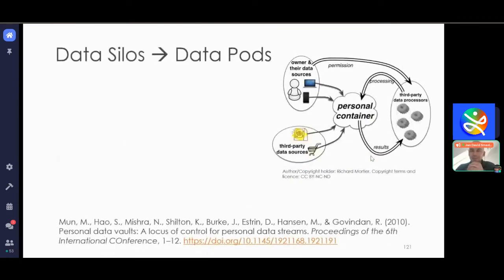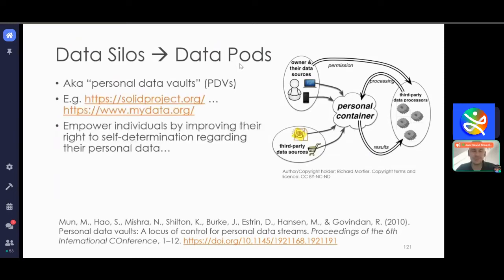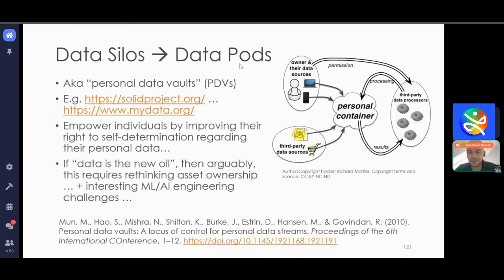There's a larger development arc going on behind the scenes with this whole human data interaction scene, where there's a strong argument that we should move from few data silos controlled by few big players to more personalized individual data pods, where we as individuals can decide when we make which data available to whom. This concept is also discussed under the term personal data vaults. There are just a couple of links for you to follow up if you're interested. So the whole idea there is, of course, to empower individuals by providing a right to full self-determination regarding personal data. And I think this is really important.